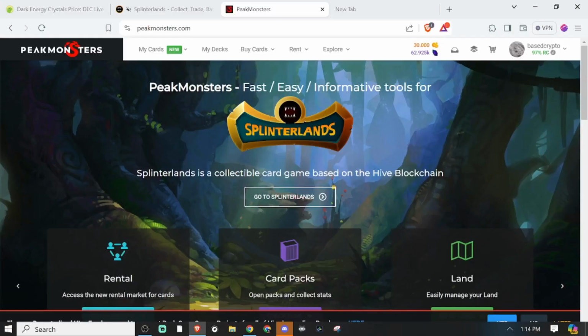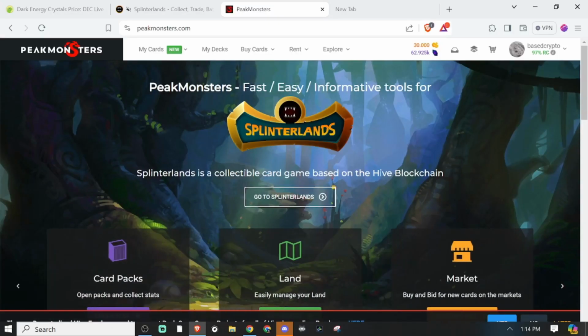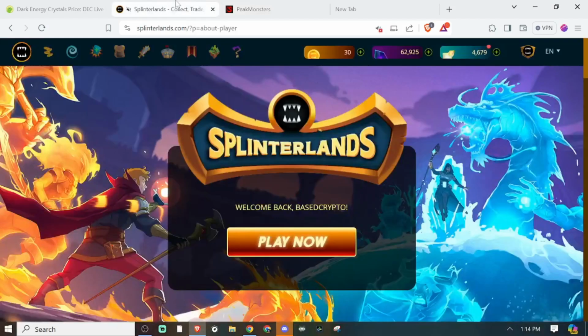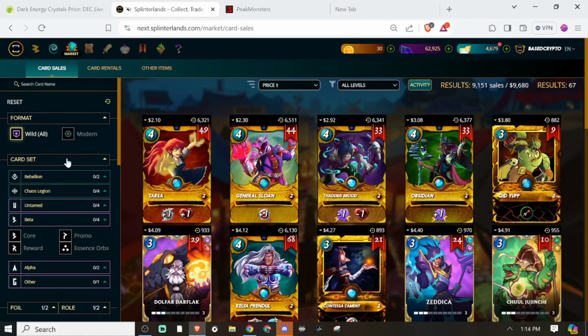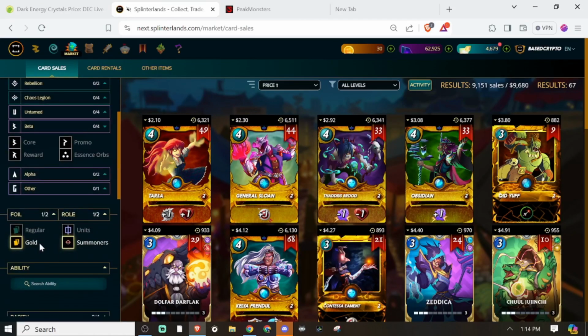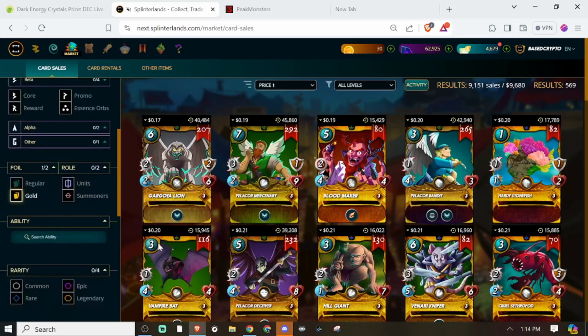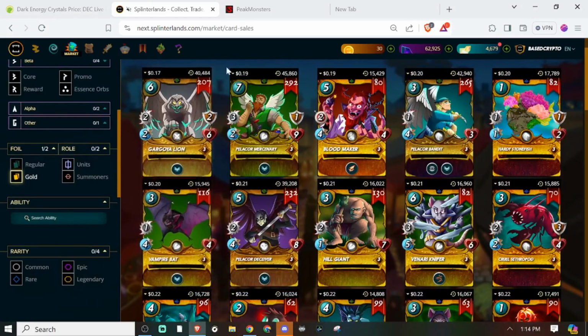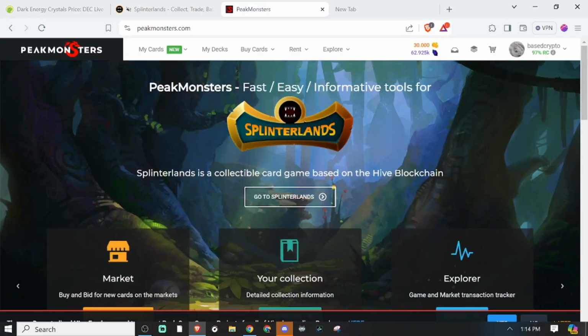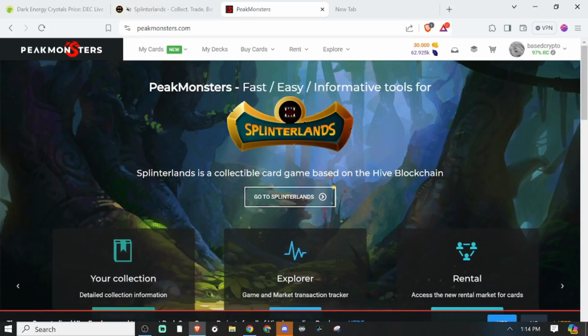The second reason why I love PeakMonsters.com is its seamless interface. Once you understand Splinterlands and how these cards work, as soon as you can understand Wild and Modern Format, Rebellion, and all these different types of categories, the gold, the units, the summoners, the differences, the epics, the legendaries, everyone that has some knowledge of Splinterlands can understand PeakMonsters easily.